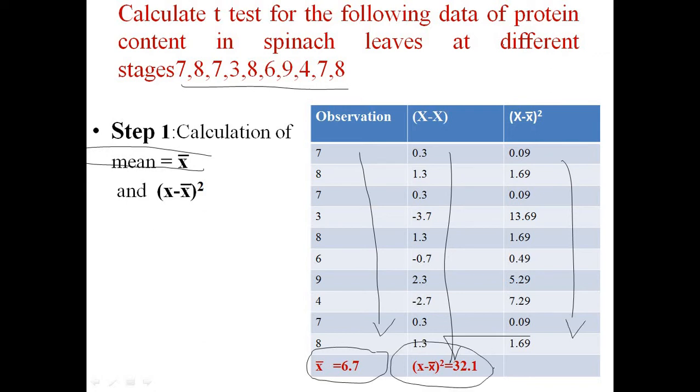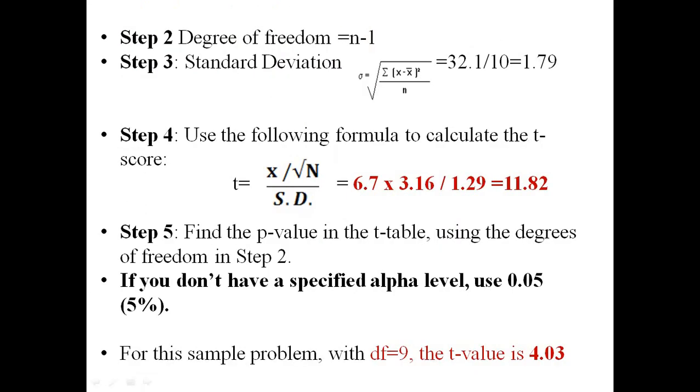Now the question may come to your mind, why are these steps needed? As the formula needs the standard deviation, you will get an idea of why we are using this. Then the next step is the degree of freedom, and you know that degree of freedom is the number of observations minus 1. So here there are 10 observations, 10 minus 1, so the degree of freedom is 9.